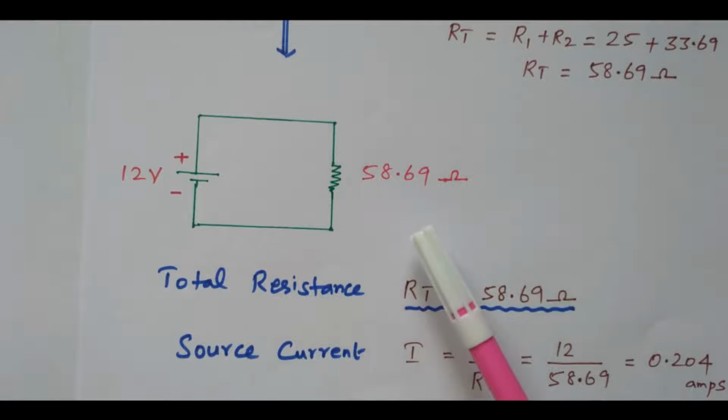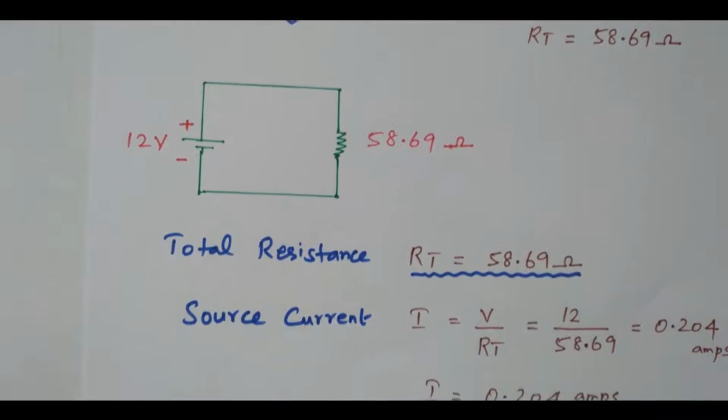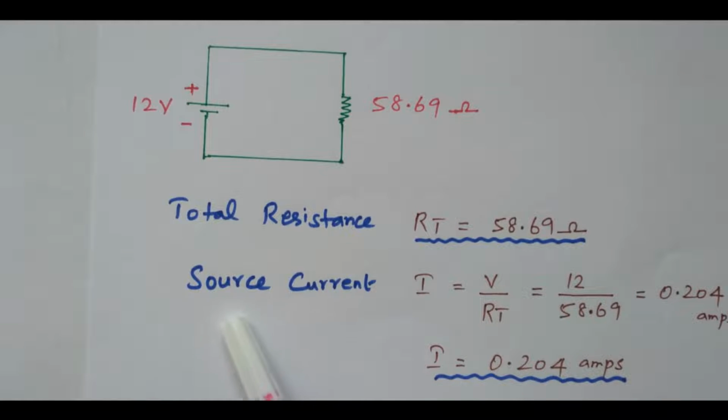Step by step we find the equivalent resistance by using series and parallel combinations. Finally what did we get? 58.69 ohm. So that is nothing but the total resistance. One more question, we need to find the total current or source current. I equals V by RT, applied voltage divided by total resistance. So 12 divided by 58.69. The supply voltage is 12 and the resistance is 58.69. So it is 0.204 amperes. So the current is 0.204 amperes.